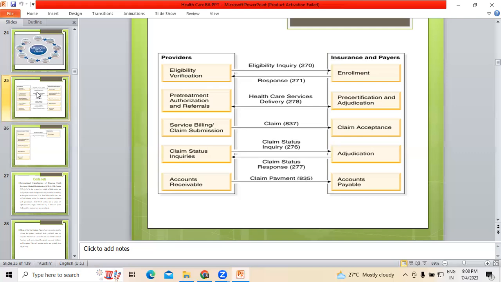These we call EDIs. EDI stands for Electronic Data Interchange, which has encrypted codes. 270 is the code we generally use initially. Once the inquiry is made by the provider to the payer, in response to that we get the response.